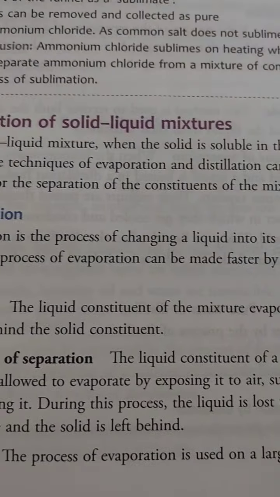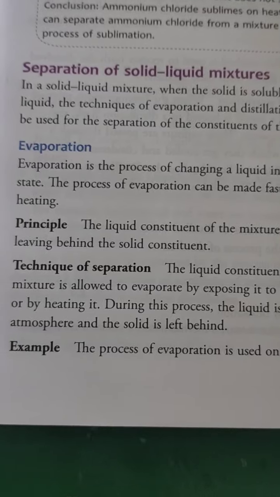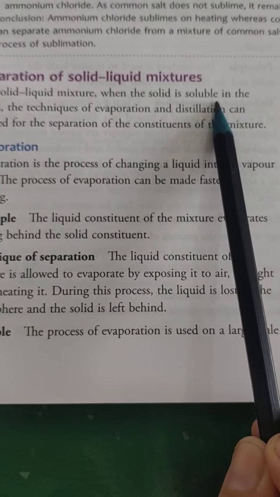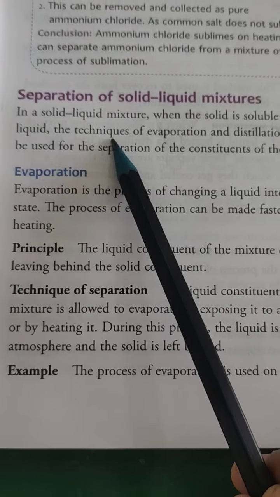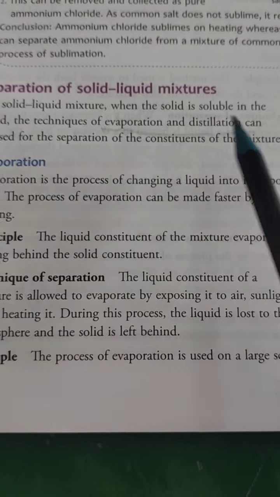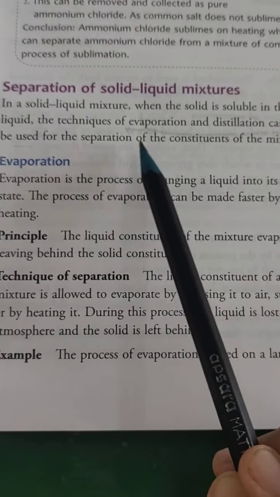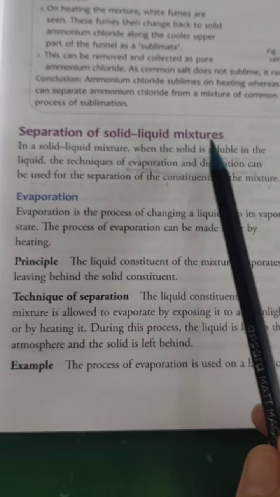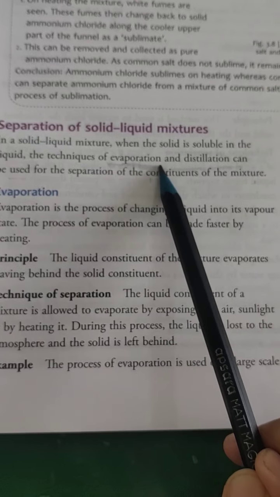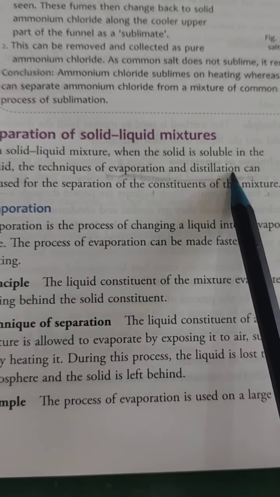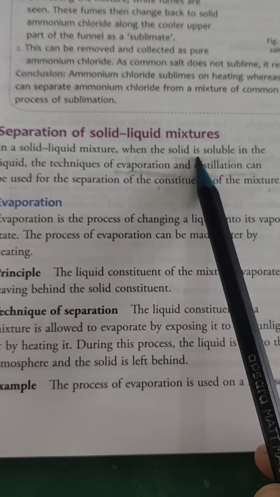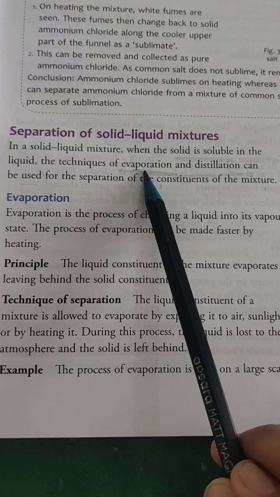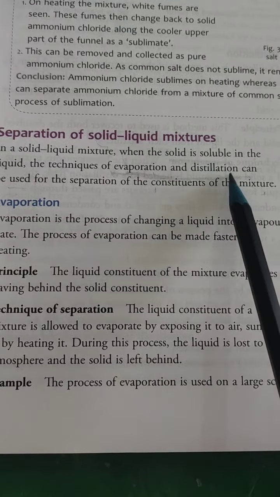Now the next topic is separation of solid-liquid mixtures. In a solid-liquid mixture, when the solid is soluble in the liquid, the techniques of evaporation and distillation can be used for separation of the constituents of the mixture. For separating a solid and liquid mixture, what are the two processes? Those are evaporation and distillation. Whenever a solid is soluble in a liquid, it forms a mixture and these can be separated by evaporation and distillation.